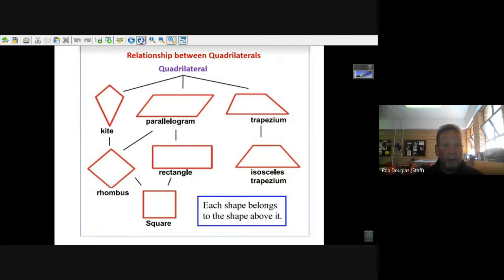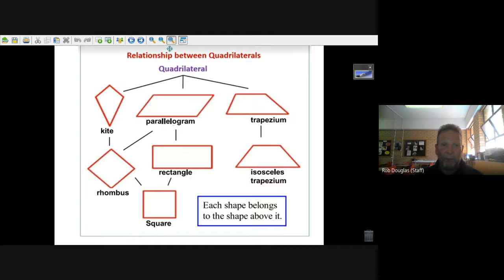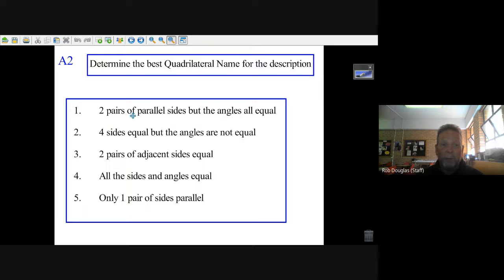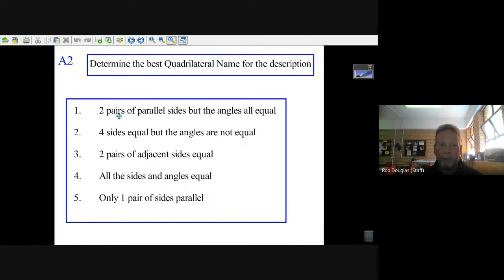And what I want you to try and do in the exercise is to read this and try and come up with the best name that fits this description. Two pairs of parallel sides, but the angles are all equal. Two pairs, so take a look at this diagram that's in your notes. Two pairs of parallel sides, so it's got to be one underneath the parallelogram one, but the angles are all equal, all equal. Well, one of these is the best name for that, and that's what you put after it.